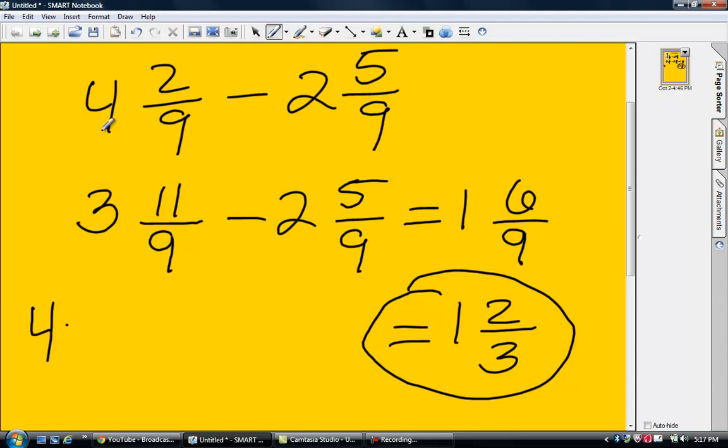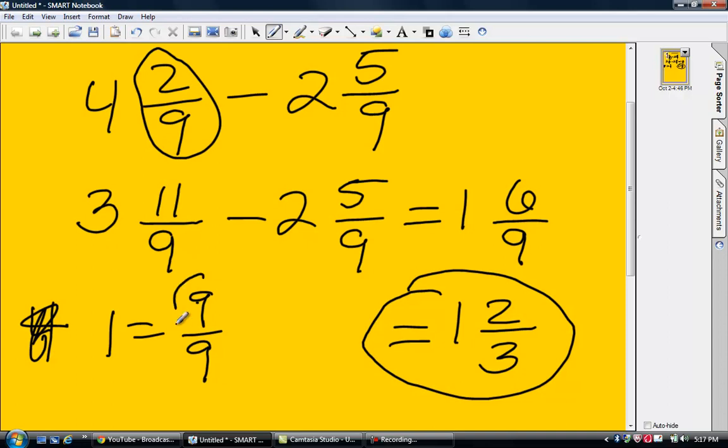Specifically, we took 1 from the 4, okay, in the form of 9 over 9, because 9 over 9 equals 1. So we took it over in the form that had the same denominator as our fraction originally had, and then we added the 2/9 to the 9/9 to get 11 over 9. Okay? That's how we do that.